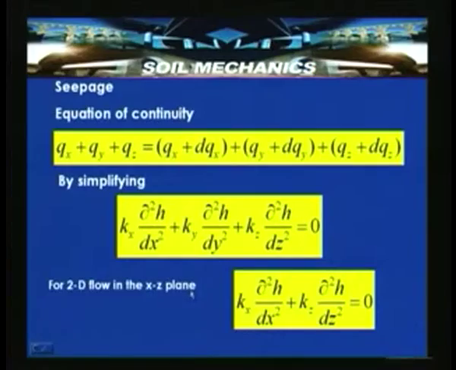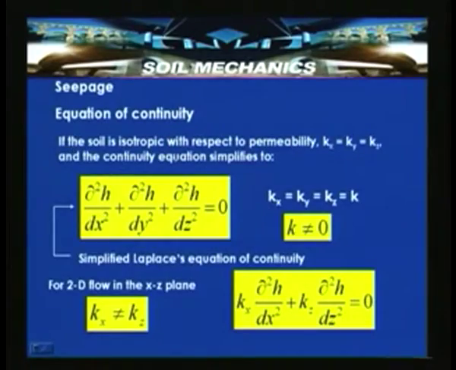Now the 2D flow condition. As I said, flow through an earth dam, which is a 2-dimensional condition, or flow through a sheet pile wall structure, which is again a 2-dimensional structure, or a long excavation, is a 2-dimensional flow. For such types of flows, 2-dimensional flow in the xz plane, we can write kx into dou square h by dou x square plus kz into dou square h by dou z square is equal to 0.